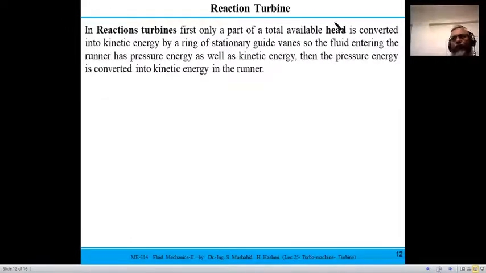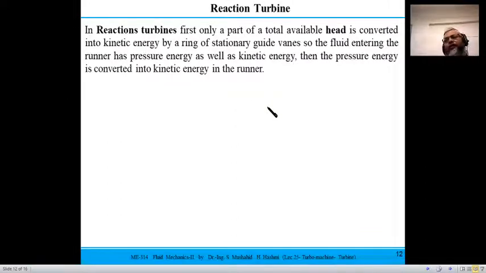So all that energy is not converted into kinetic energy. The guide vanes are the stationary part, that's why we call them stationary guide vanes. The guide vanes are such that whatever the available energy is, it is first converted into some kinetic energy. So these guide vanes actually act as a nozzle. Your passages are designed such that they act as a nozzle, so that some of the energy is converted into kinetic energy, but still there is some pressure energy available. Then this fluid enters the runner, where the remaining energy, that is your pressure energy as well as your kinetic energy, because you have both forms of energy. So in the runner, this pressure energy is converted into kinetic energy.